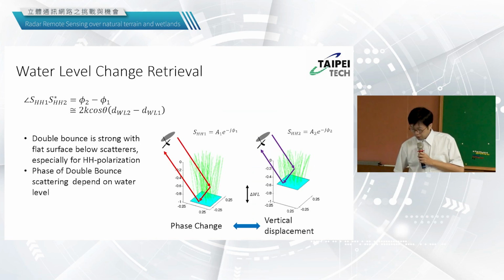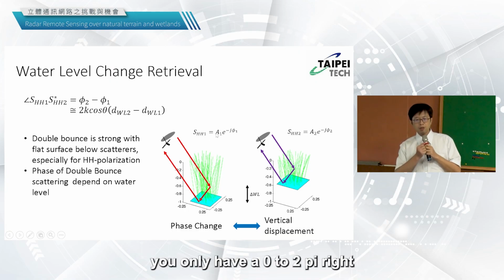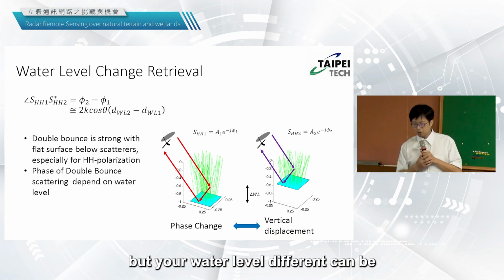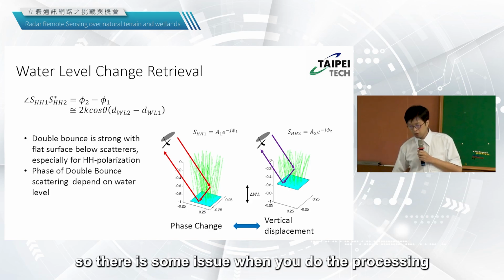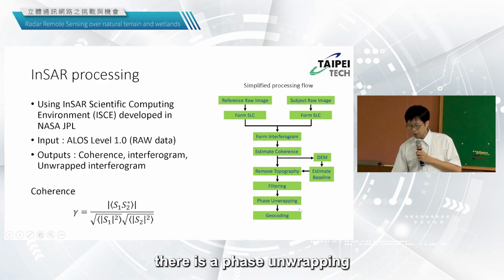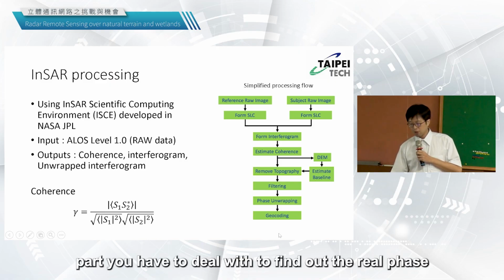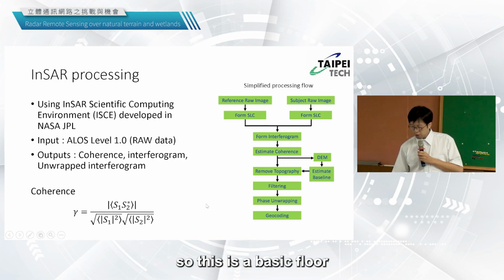But since the phase, as you are familiar, only has a range of 0 to 2 pi, right, your water level difference can be larger, can be many wavelengths. So there is some issue when you do the processing. There is a phase unwrapping part you have to deal with to find out the real phase, not the wrapped phase. So this is a basic flow.